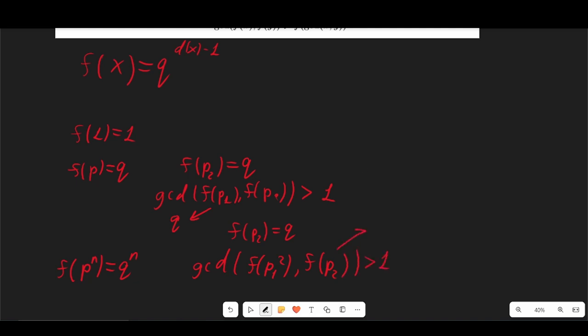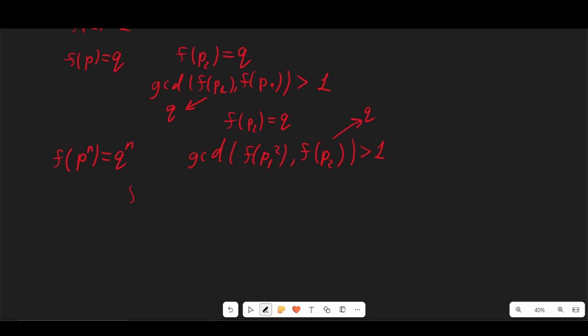But we know that this is q. So f(p1 squared) is also a multiple of q. So we will get that f of p1 squared is divisible by q. But we know that p1 squared has just 3 divisors, so this means that f(p1 squared) must be q squared.